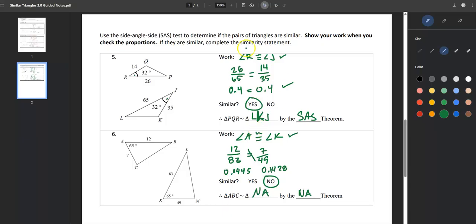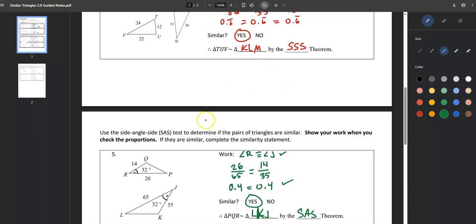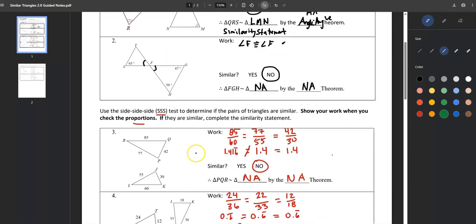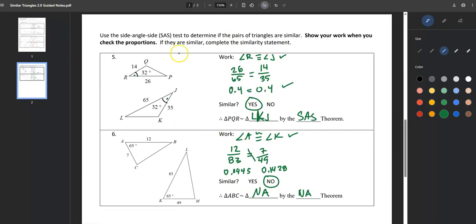So again, as I look through this, I've got my three different theorems, angle, angle, side, side, side, and then side, angle, side with an example for each one of those. And those are the three rules. Instead of having to find all sides and all angles, you just need to find that bit for that.